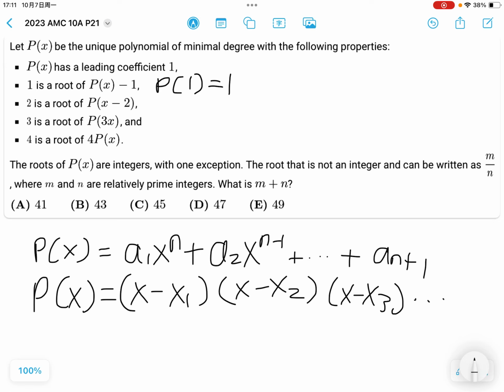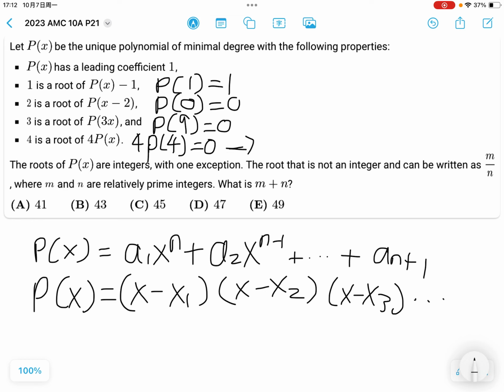What about 2 is the root of P of x minus 2? This tells us when x is equal to 2, P of x minus 2 equals 0. So P of 2 minus 2, or P of 0, equals 0. What about 3 is the root of P of 3x? This is P of 3 times 3, which is P of 9, equal to 0. And we also know that 4 is the root of 4P of x. So 4 times P of 4 equals 0. Simply put, if we divide both sides by 4, P of 4 equals 0. So we already have 3 roots.